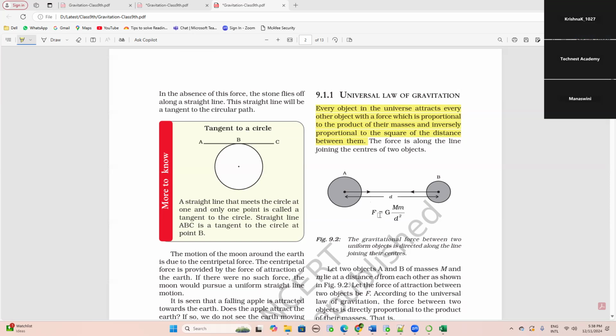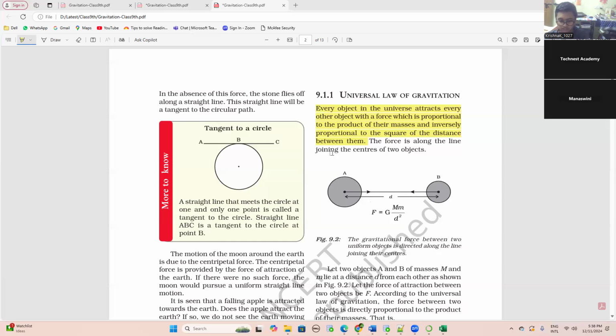Can you come on video? My video is off. Manaswini, is it possible for you to be on video? No, sir. I'm attending on phone. No problem, take care. Okay.